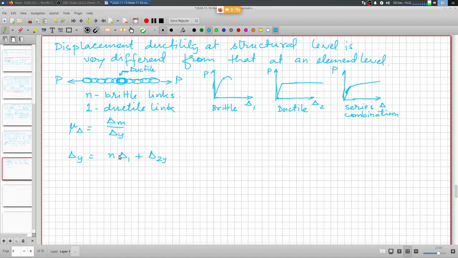So this is the total displacement at the yield point, and we assume at this particular point delta 1 is the same as delta 2y, at the yield of the ductile link. So this is essentially equal to n plus 1 times delta 2y.